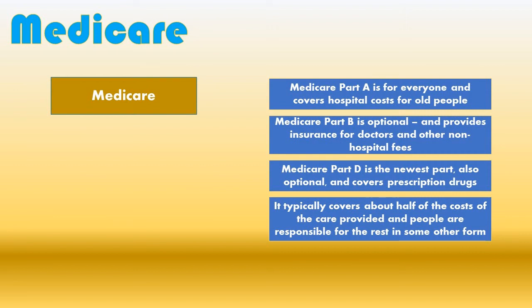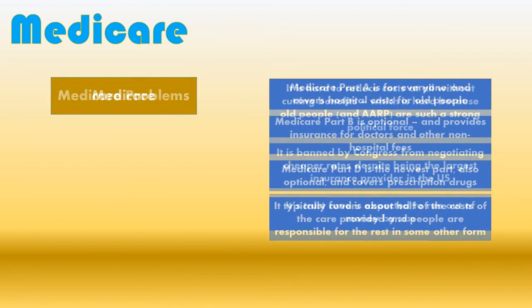Medicare Part D is a new part, and it's another thing that people buy, and it helps cover the cost of prescription drugs. So, if you're able to do Medicare Part A, B, and D, then you've got most of your healthcare needs met by this government provided health insurance.